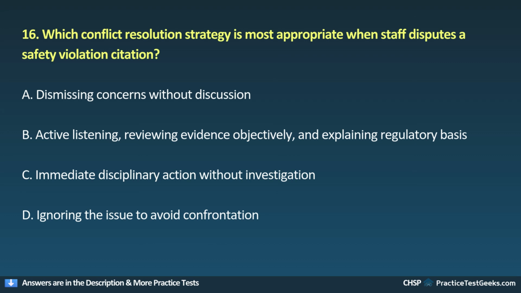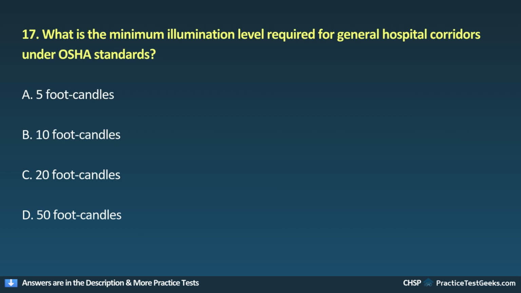16. Which conflict resolution strategy is most appropriate when staff disputes a safety violation citation? A. Dismissing concerns without discussion. B. Active listening, reviewing evidence objectively and explaining regulatory basis. C. Immediate disciplinary action without investigation. D. Ignoring the issue to avoid confrontation.